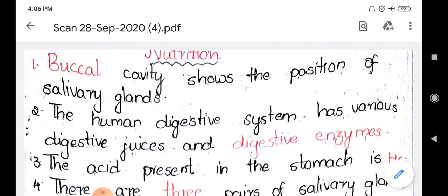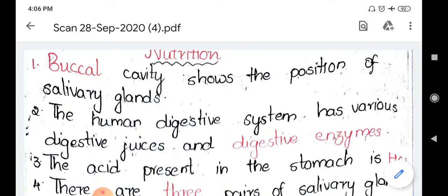Dash cavity shows the position of the salivary glands. Already I have explained, so I am just going through it. Where are the salivary glands present? The salivary glands are present in the buccal cavity.